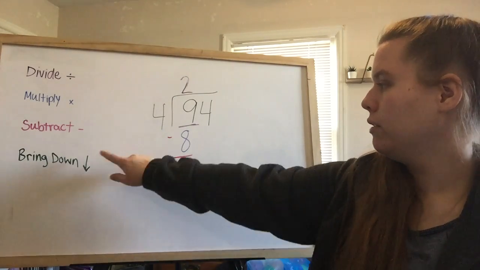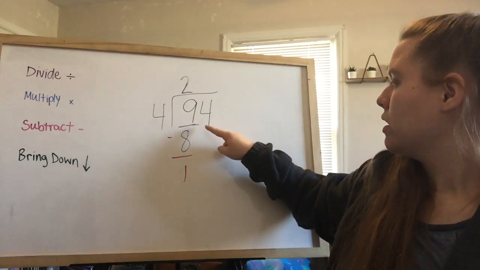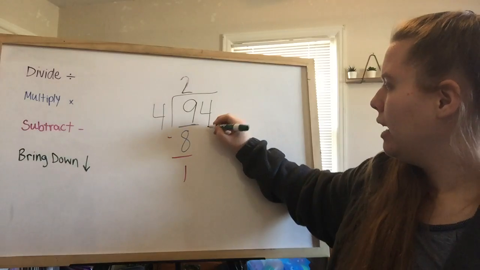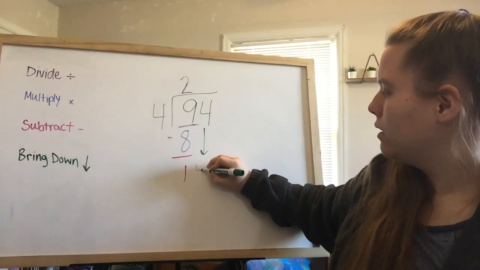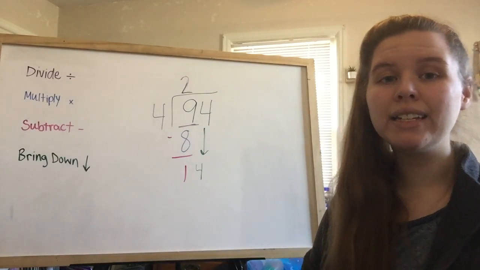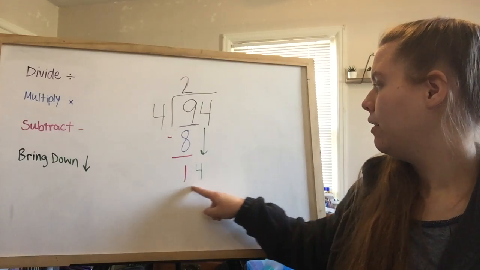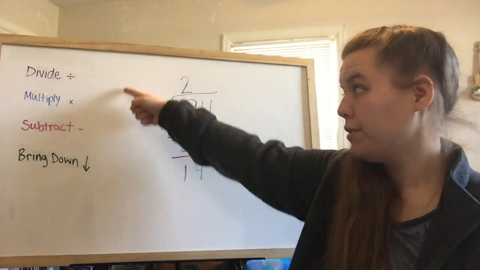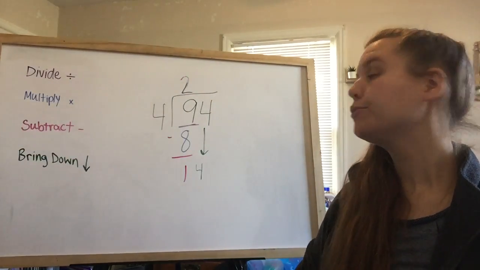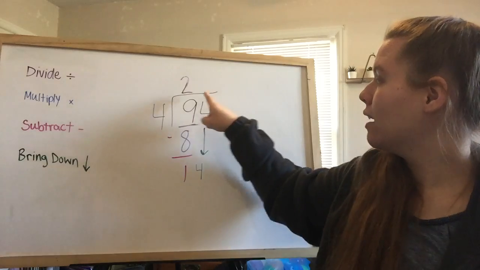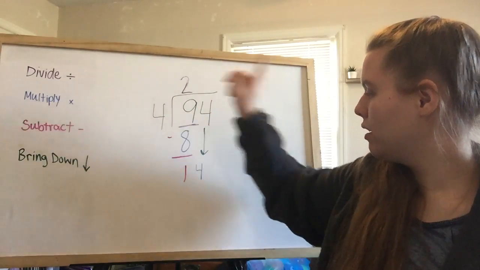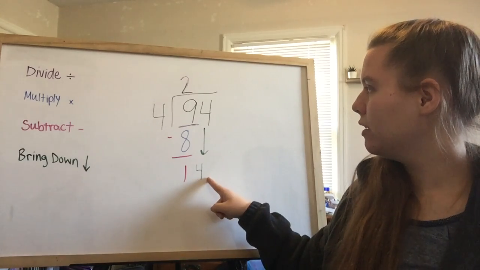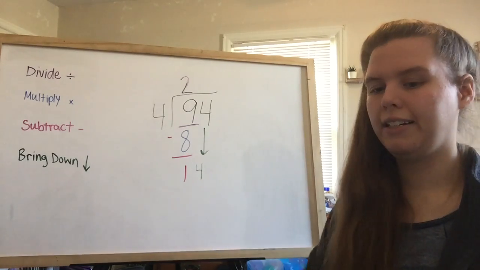Okay, so now we're on bring down. So let's look right here. I've already used my 9. Next, I'm going to use my 4. And I'm going to bring that right down to here. That's going to give me a 14. Okay? So, once again, what do I do now? I've already used up all my steps, Miss Jess. Right, so now we start over. But instead of dividing 94 divided by 4, we're going to do 14 divided by 4. And see how the number always gets smaller? That's going to make it easier for us, huh?